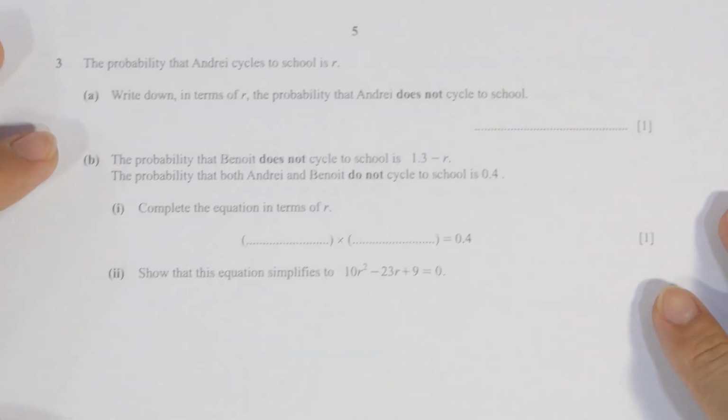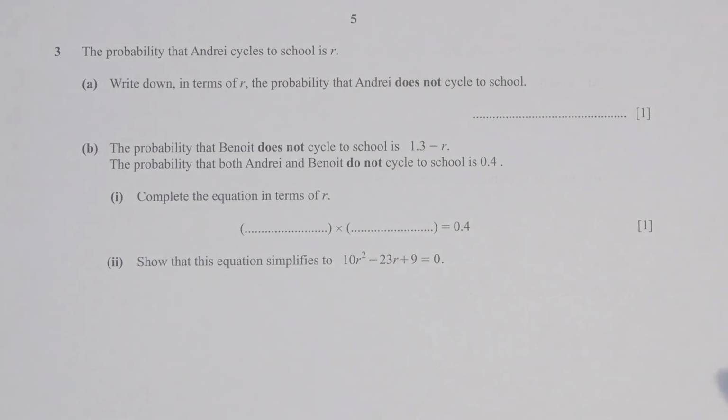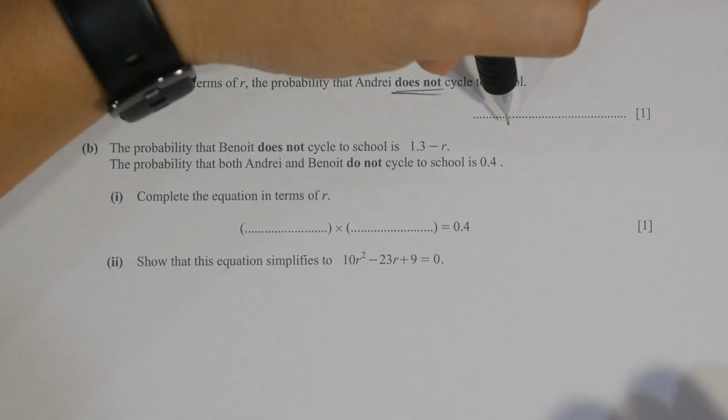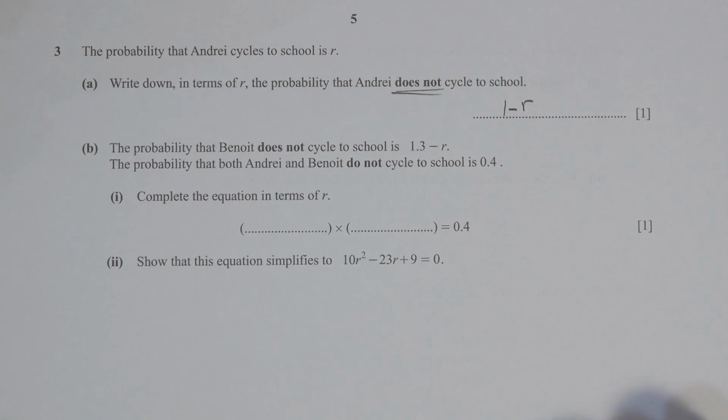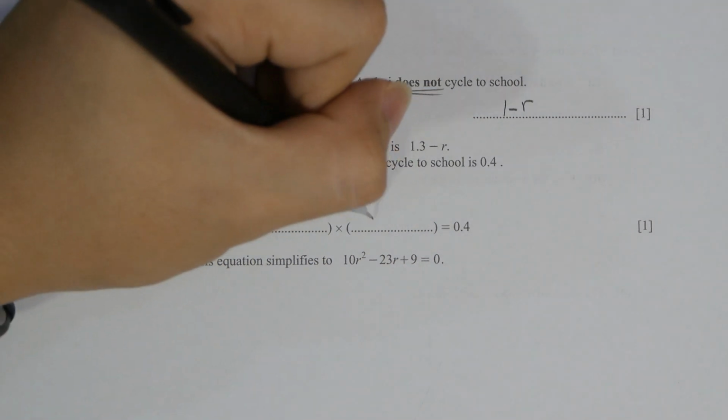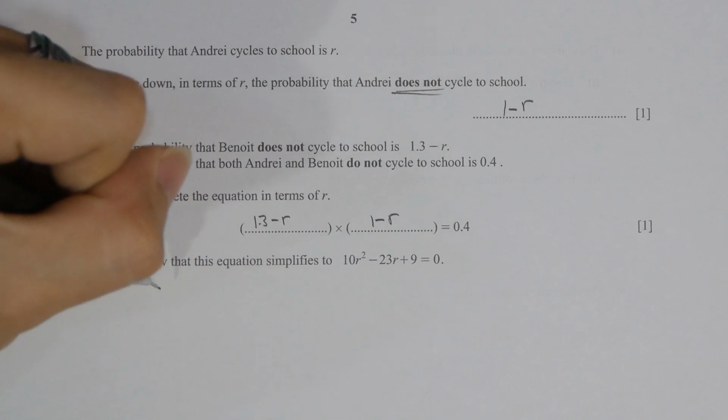Question 3. Write down the probability that Andre does not cycle to school. So the total probability is 1. So 1 minus r will be the probability that Andre does not cycle to school. Then part B number 1: just multiply the (1.3 minus r) with (1 minus r). Your result will be 0.4.